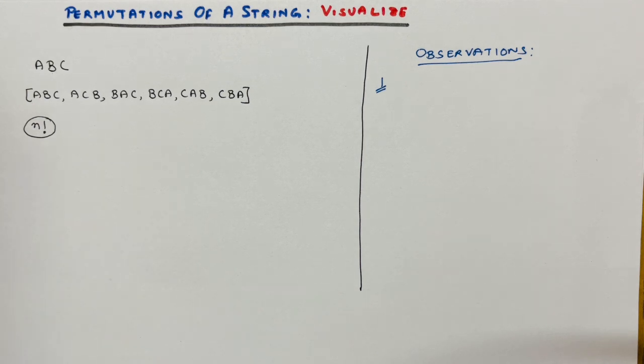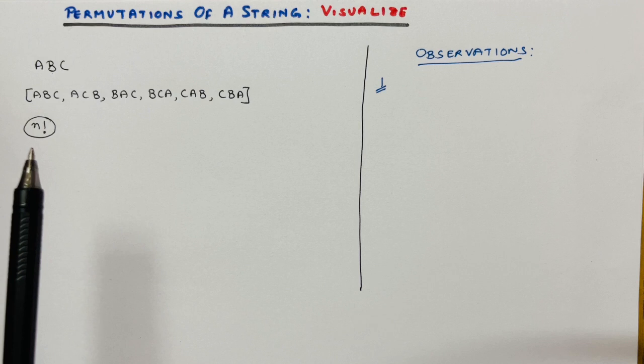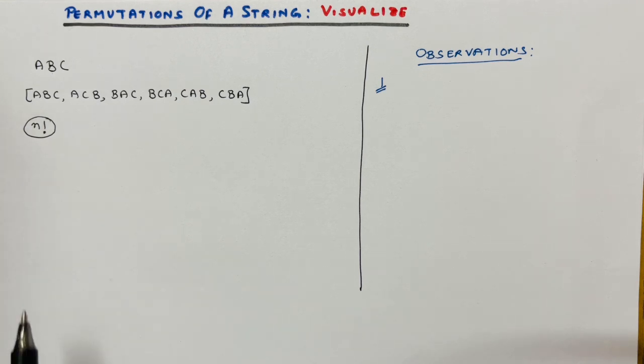But now let's think of a case if there was a character which was duplicate here. Let's say instead of ABC it was AAB or AAC. Then would still the number of permutations be n factorial? No. We know that number of permutations will reduce in case duplicates are there. So our first observation is that we have to eliminate duplicates.